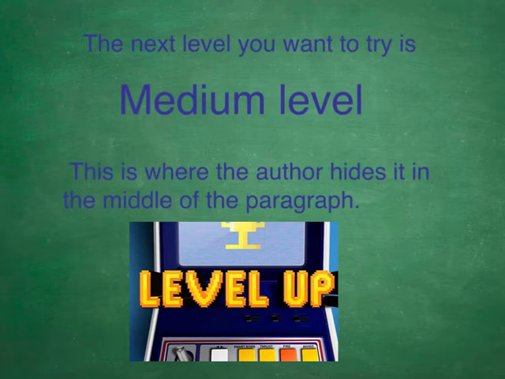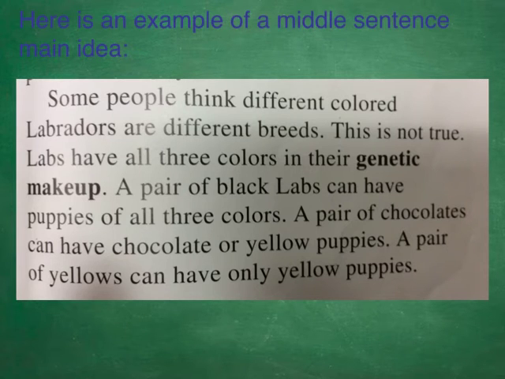This is where the author hides the main idea in the middle of the paragraph. So here is an example from our book, The Labrador Retriever. I'm going to read it again. Some people think different colored Labradors are different breeds. This is not true. Labs have all three colors in their genetic makeup. A pair of black Labs can have puppies of all three colors. A pair of chocolates can have a chocolate or yellow puppies. A pair of yellows can have only yellow puppies.